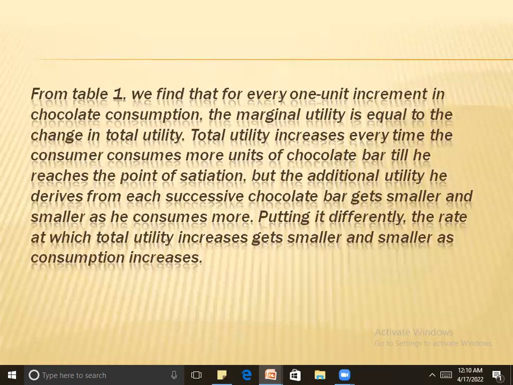From Table 1, we find that for every one unit increment in chocolate consumption, the marginal utility is equal to the change in total utility. The total utility increases every time the consumer consumes more units of a chocolate bar till he reaches the point of satiation. But the additional utility he derives from each successive chocolate bar gets smaller and smaller as he consumes more. Putting it differently, the rate at which total utility increases gets smaller and smaller as consumption increases.